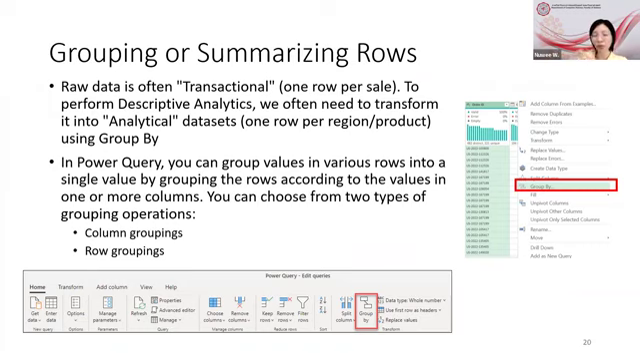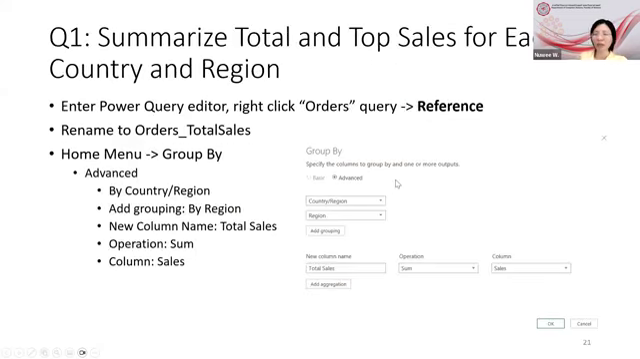So in Power Query, you can do group according to column grouping. You can have several columns for each value, or you can do row grouping. That means you have several rows for each group. They have this group by button here, or you can right click your columns and then choose group by. It depends on business questions again, what you want to know. In this case, I have 3 questions for you. The first one, I want to know what are the total and top sales for each country and region.